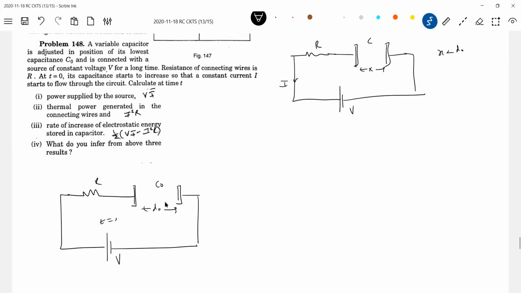Is it possible for the current to be constant? Yeah, it should be like this. Polarity plus minus, charge will be plus Q, minus Q. I just wanted to analyze this particular circuit, you know. So what is the equation now? This will be V minus IR minus Q by C.